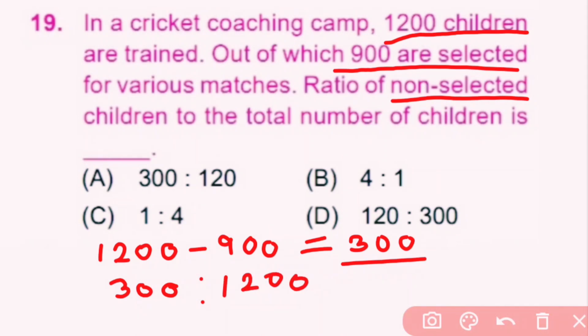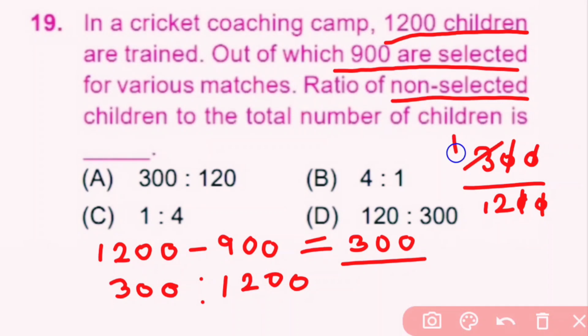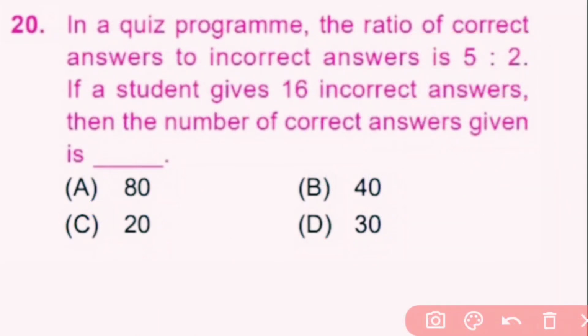So it is the same as 300 by 1200. So these two 0s get cancelled. 3 ones are 3, 3 fours are 12. So it is equal to 1 by 4, and it is the same as 1:4. So C is the correct answer. Question number 20.